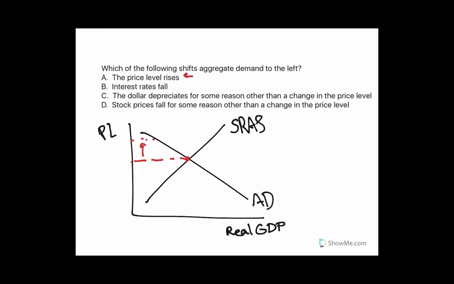And as in choice A, let's say the price level rises. Well, nothing actually happened to shift the demand curve. We just moved along this demand curve. So the real GDP might have changed, but the demand itself does not shift. So it's not choice A.